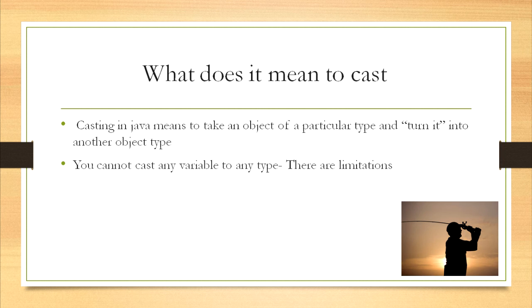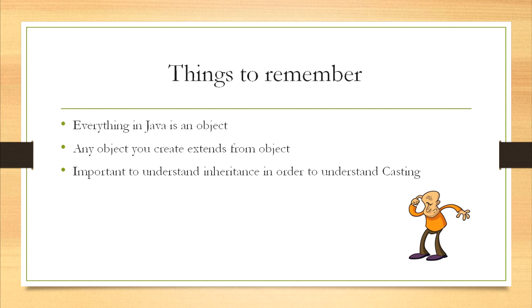So what does it mean to cast a variable? Casting in Java means to take a variable of a specific type and turn it into another object type. However, there are limitations, as you cannot cast any variable to any type. So what are some things you need to remember when casting? You must remember that everything in Java is an object, and any object you create extends from object. This is actually called inheritance, and it is crucial to have a good understanding of it before getting into casting variables.